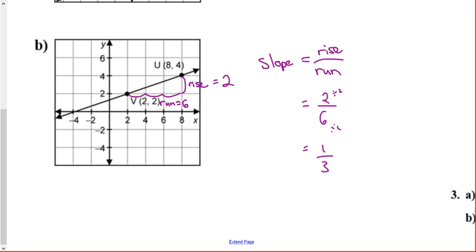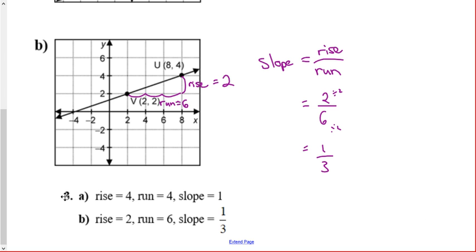Okay, so that's finding my slope from a graph. Now remember, if I had a line that was going down, I'd do it exactly the same, but my rise, instead of being positive, would be a negative number. So I would end up with a negative slope. And there's my answers here.